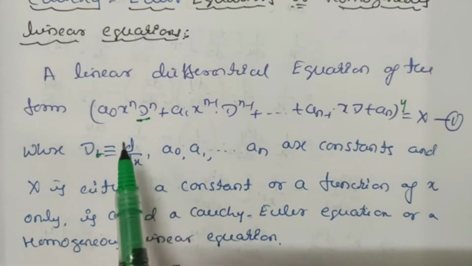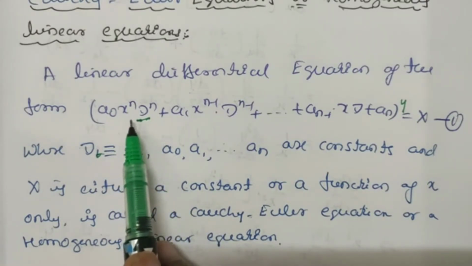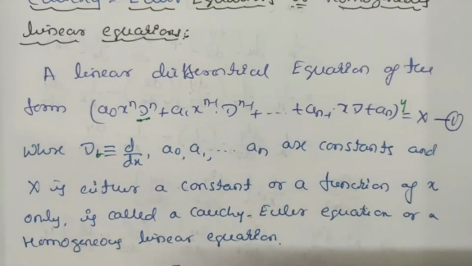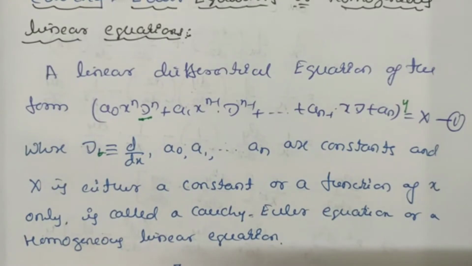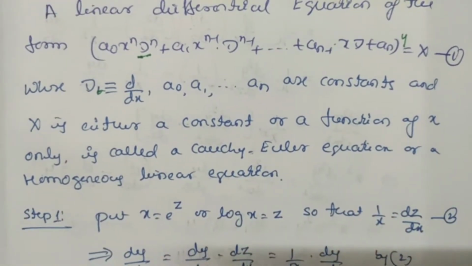So this form you remember, that is, the coefficient of D to the power of n is x to the power of n, with constants. Here we have a method of solving this type of examples. First step is put x equals e raised to z, or taking log on both sides you get log x equals z. So put x equal to e raised to z, or z is equal to log x.